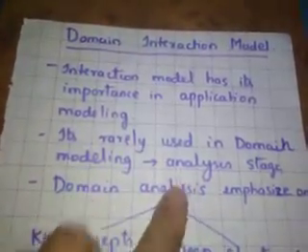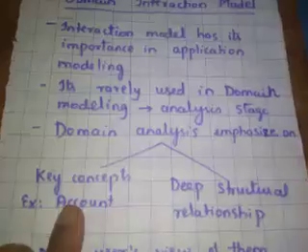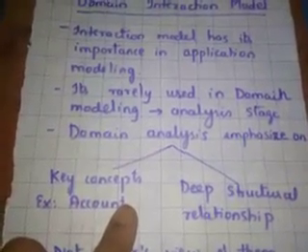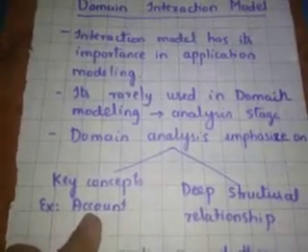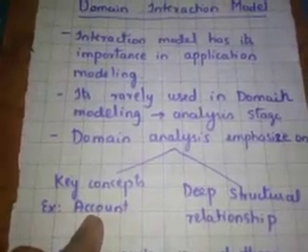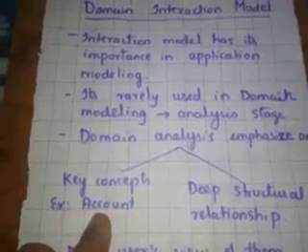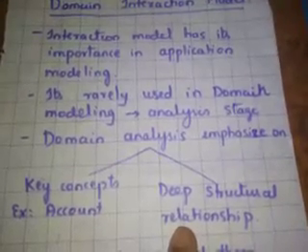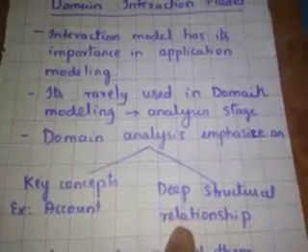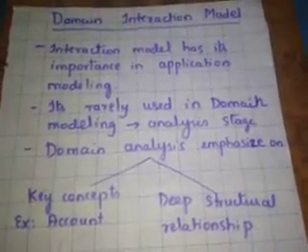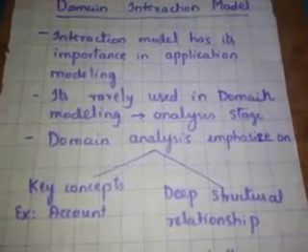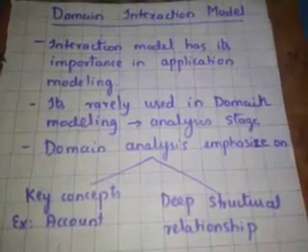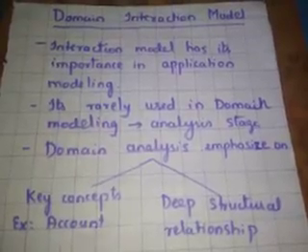in the analysis stage. In the domain analysis, main concentration is identification of the key concepts that are there in the real world domain, for example, in the ATM system we study about the account, the customers, and the ATM system, and we learn about the deep structural relationship that exists between those, that is the association. So the domain interaction model has its application very much rare in domain modeling, that too in the analysis stage.